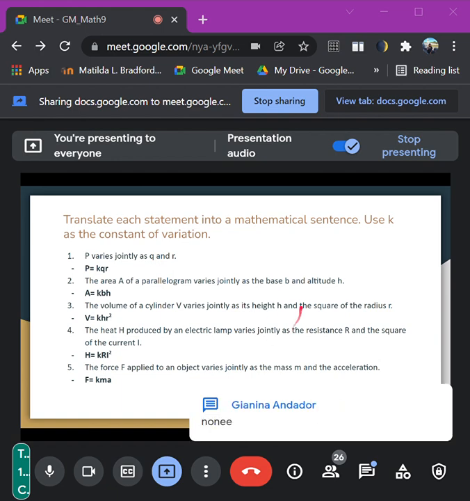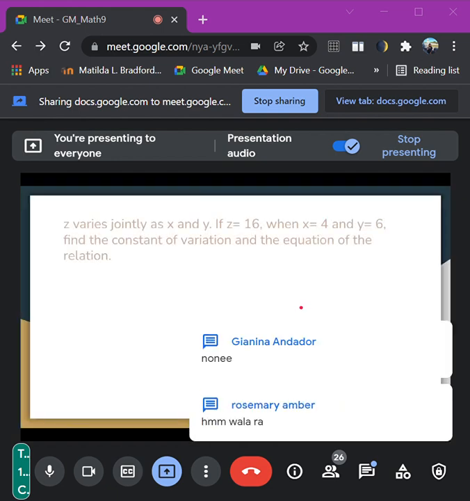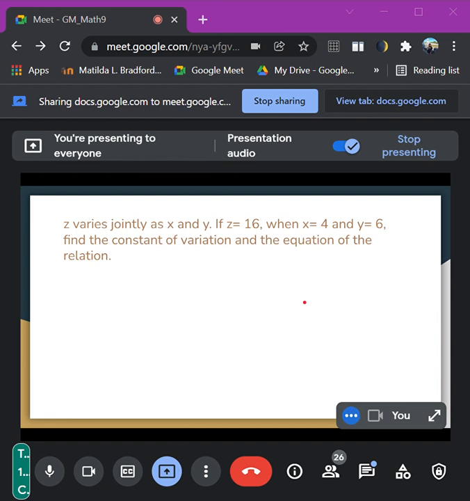Okay, none. Now, this time, class, we are going to have our example already. So, we have here z varies jointly as x and y. If z is equals to 16, when x is equals to 4 and y is equals to 6, find the constant of variation and the equation of the relation.